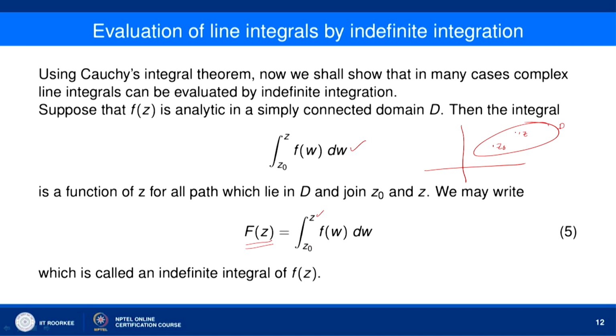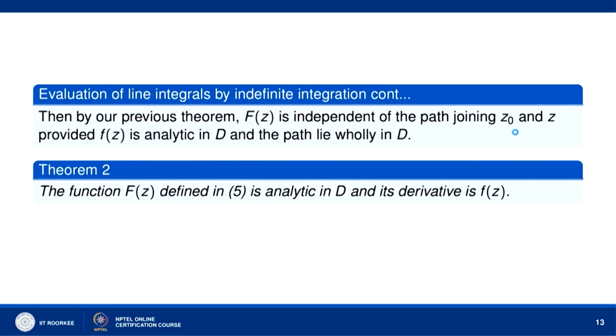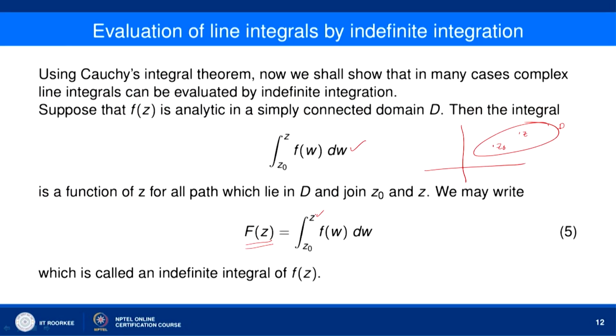If we can join them, we can join z naught to z by any curve, as long as the curve lies completely inside D, the value of the integral does not change. So, by our previous theorem, F(z) is independent of the path joining z naught and z, provided f(z) is analytic in D and the path lies wholly inside D. The function F(z) defined in this equation is analytic in D and its derivative is f(z). So, we are going to show that this function F(z) equal to the integral from z naught to z of f(w) dw is analytic and its derivative is equal to f(z).